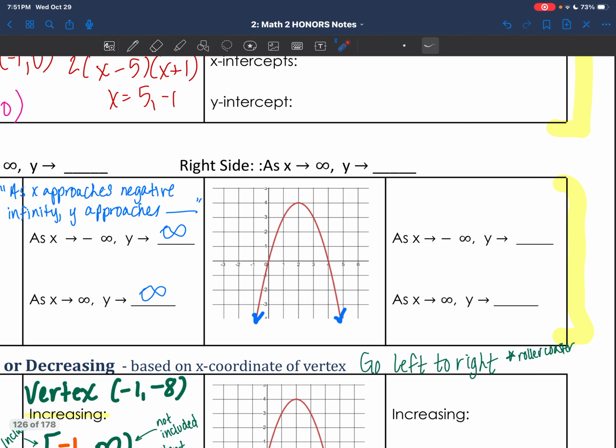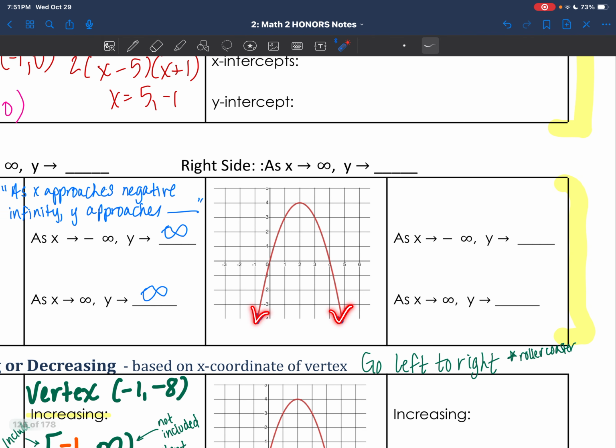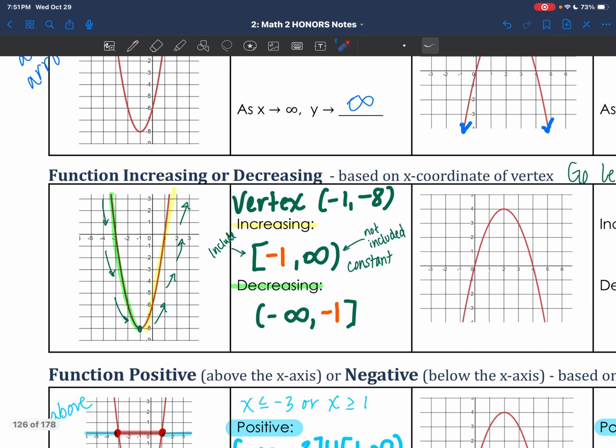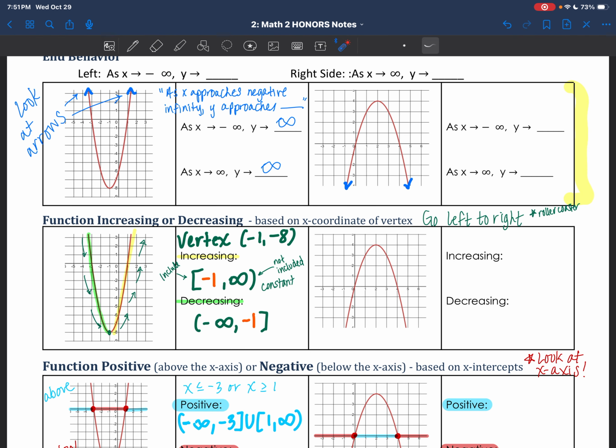All right, so if you look here, as x is going to negative infinity, isn't this the y going further down? So that should be negative infinity. And as x is approaching positive infinity, y is continuing to go down, so it would also be negative infinity. So go ahead, make sure you finish that one. And then now we're going to talk about the increasing, decreasing portion. You're looking at your x coordinate of your vertex.